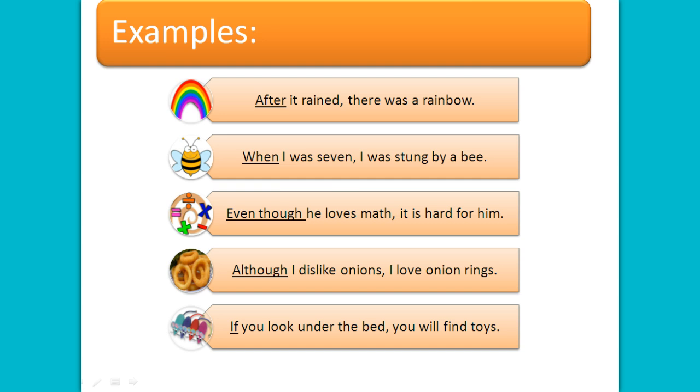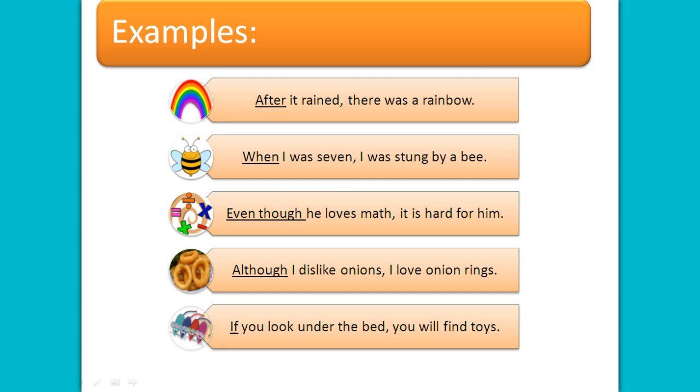Let's look at the other examples here. When I was 7, I was stung by a bee. Again, the subordinating conjunction at the beginning of the sentence, when I was 7, means that the subject and the verb, I was in I was 7, no longer makes sense by itself. You have promised with the word when to connect it to something else. The comma is that connection. It is connected to the independent clause, I was stung by a bee, which can be said by itself.